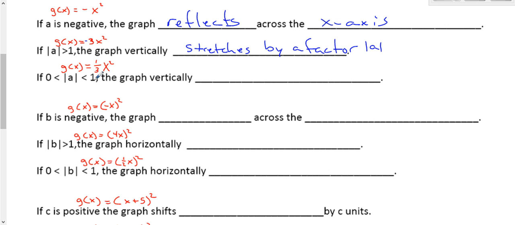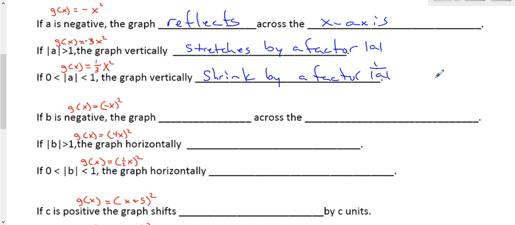Now, if we have g of x and the value of the number out in front of x squared is between 0 and 1, if the absolute value of that number is between 0 and 1, then the graph would vertically shrink by a factor of 1 over the absolute value of a. So the value would be, in this case, 1/3.